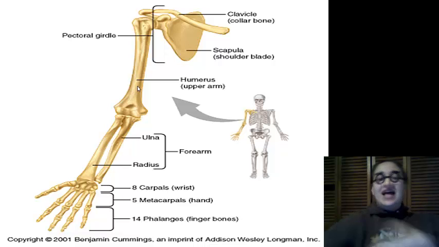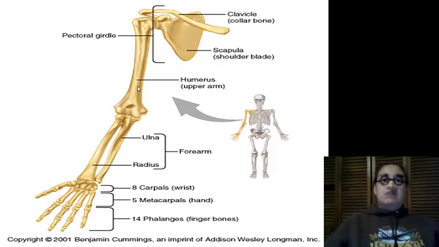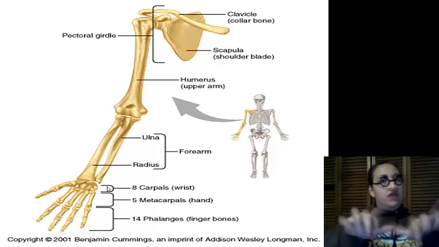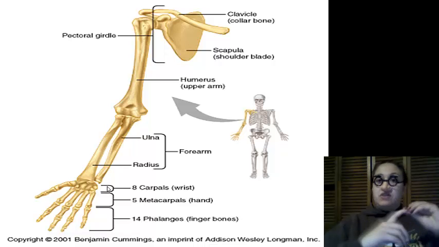Did it? And then we have the two bones of the lower forearm, which are going to be the ulna and the radius. Then going into our wrists, we have the carpals. You can remember that because of carpal tunnel syndrome from typing all the time. And then we have the metacarpals. And then we have our phalanges, which are going to be our fingers.